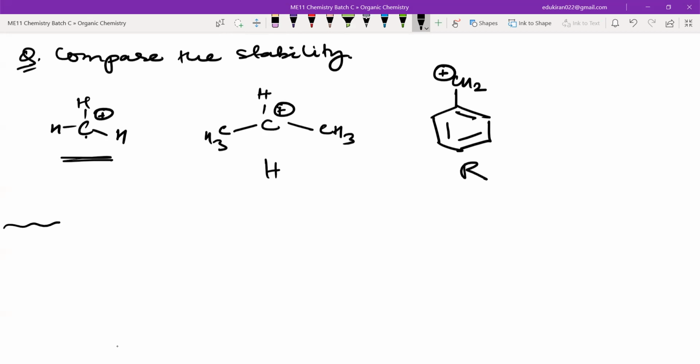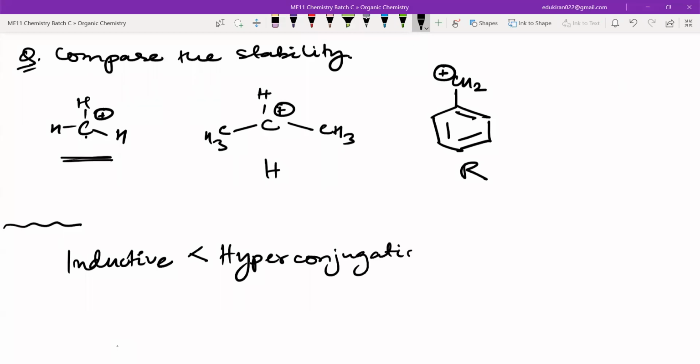So the order, if I want to talk about the order now, the least effect is shown by inductive effect. Inductive effect is not going to show much change, followed by hyperconjugation, and then followed by resonance. Please write this down. Inductive effect is the least considerable effect. Then you will have hyperconjugation. After that, you will have resonance. Resonance means with mesomeric effect only.